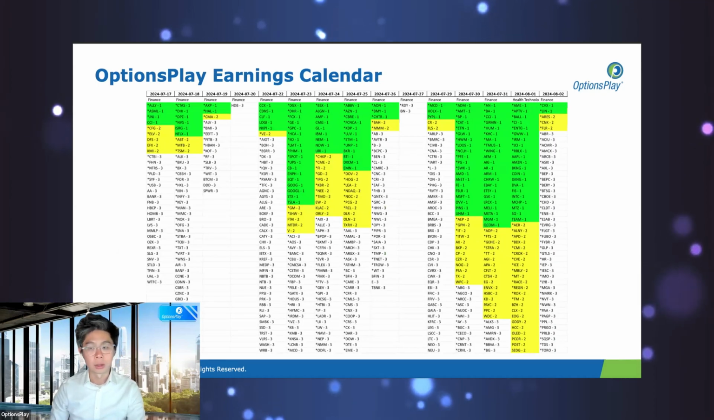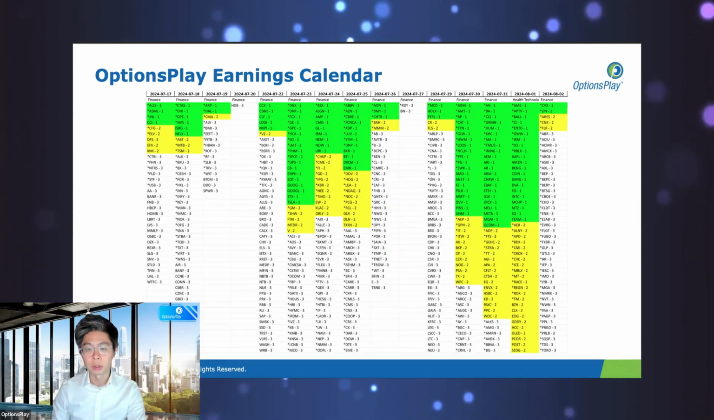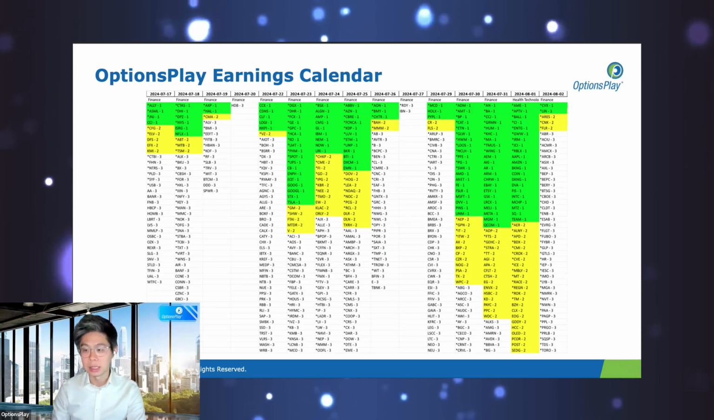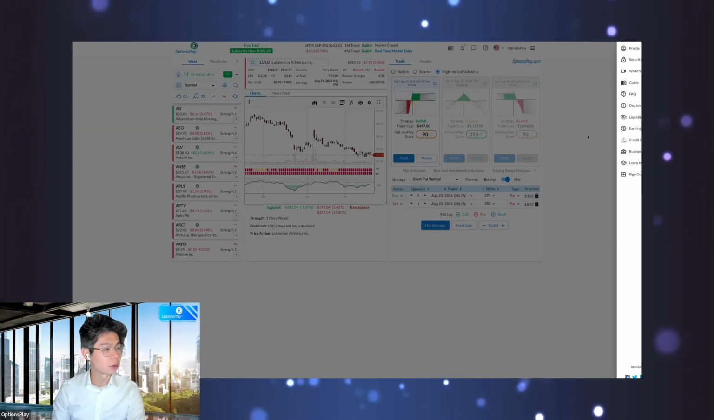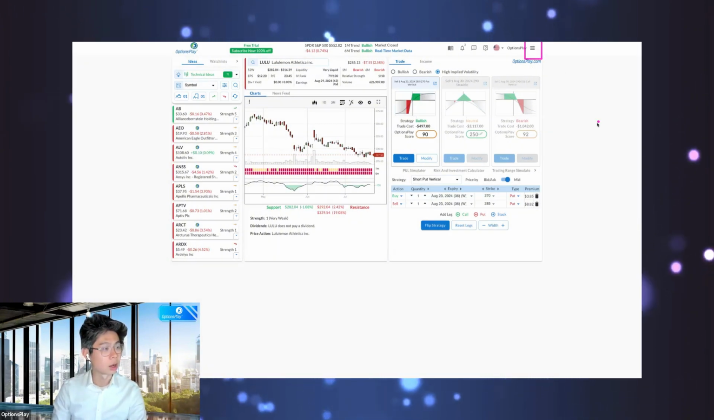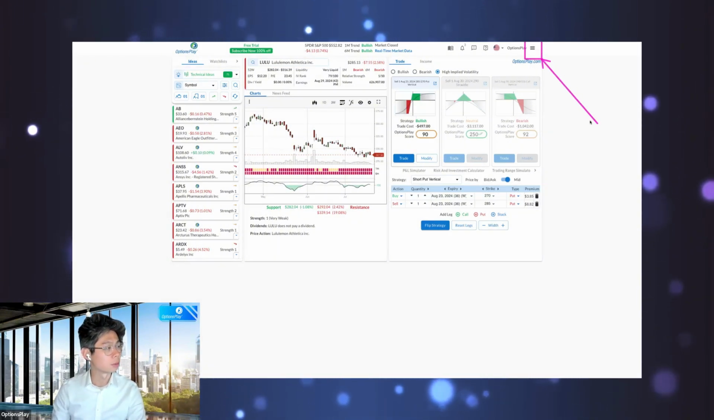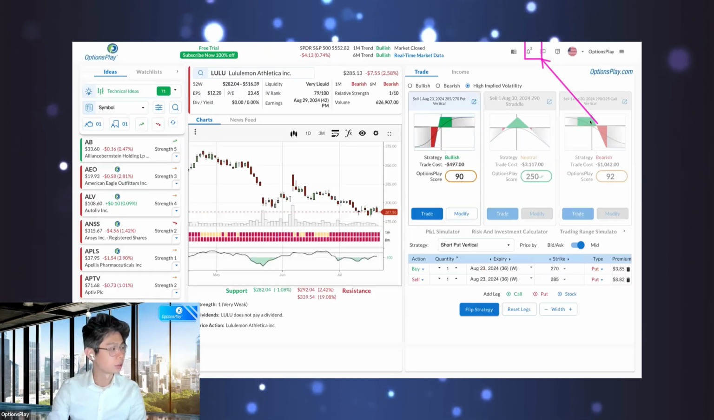Looking at the earnings calendar, this is something that's unique to OptionsPlay. We built the OptionsPlay Earnings Calendar to make it as easy as possible for you to navigate earnings season. And you can find the earnings calendar by clicking on the hamburger menu, which is on the upper right-hand corner of your OptionsPlay platform. Let me make this a little bigger so everyone can see.